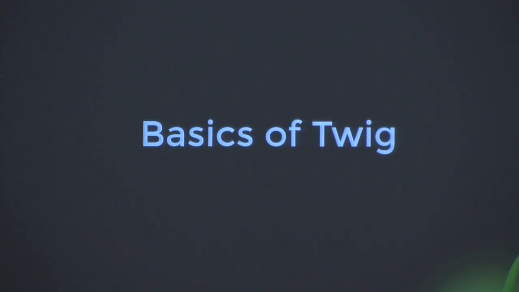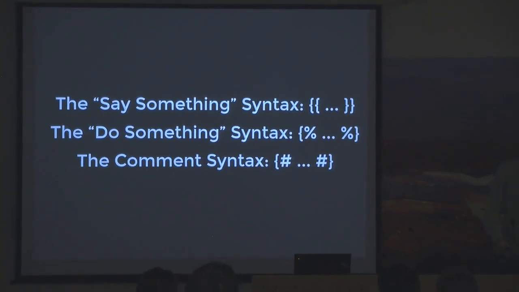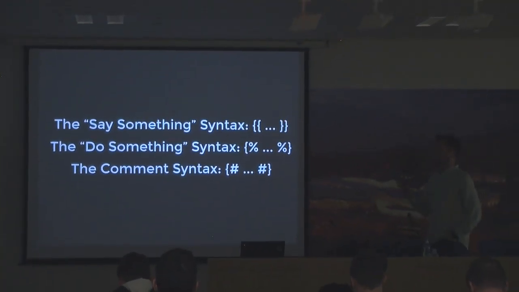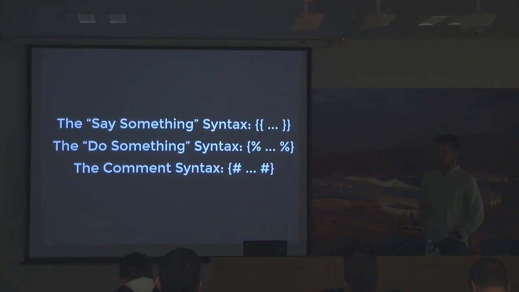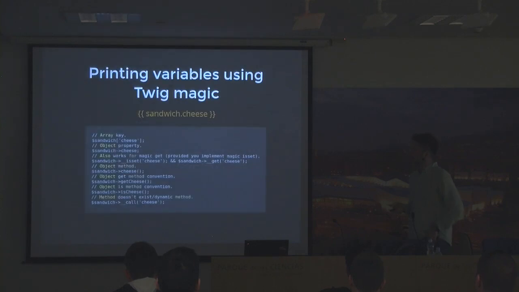Let's proceed to Twig a little bit. So, the basics of Twig. This is the level of Twig that everyone should know, at least, because it allows you to do quite a lot already. There are three different syntaxes in Twig. The say syntax, which is just the double curly brackets. There is the do something syntax, which is a curly bracket and the percentage. And there is the comment syntax, which is a curly bracket and the hash. When you know these three, you get along with Twig pretty far.